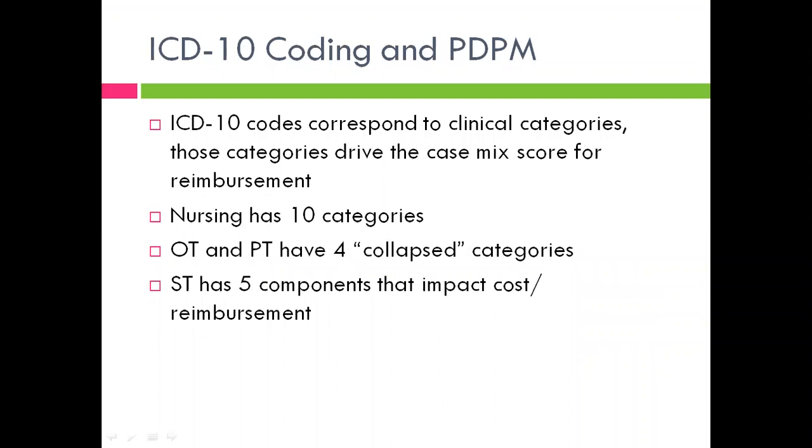ICD-10 codes under the PDPM system are going to correspond to clinical categories. And those categories are going to drive the case mix score, which then impacts reimbursement. So nursing has 10 clinical categories, PT and OT have 4 collapsed clinical categories, and speech therapy has 5 components that will impact the cost and reimbursement for their categories.